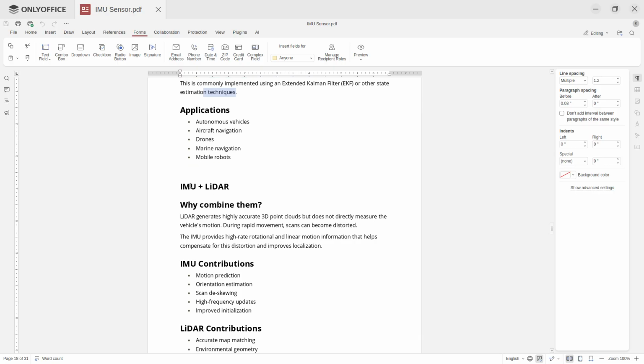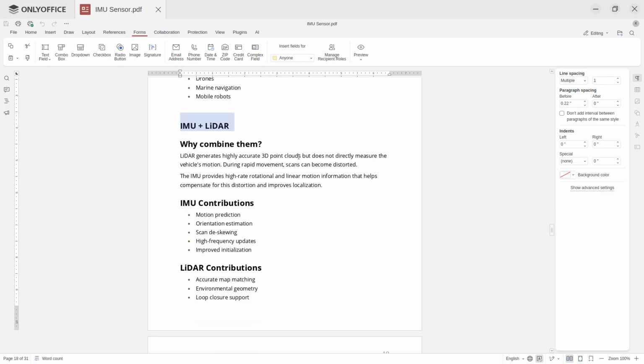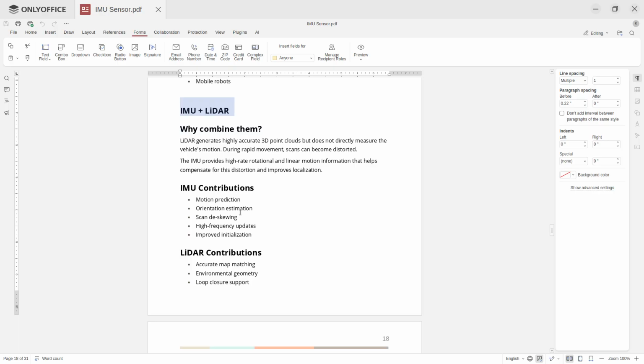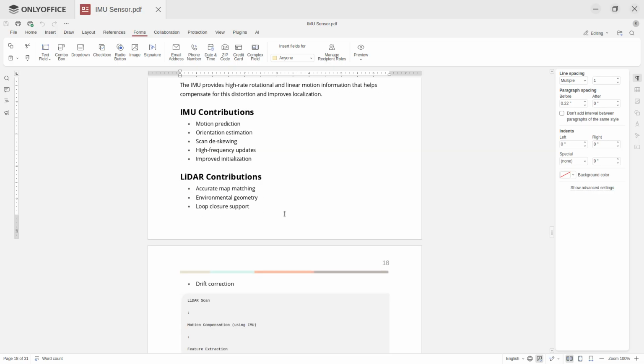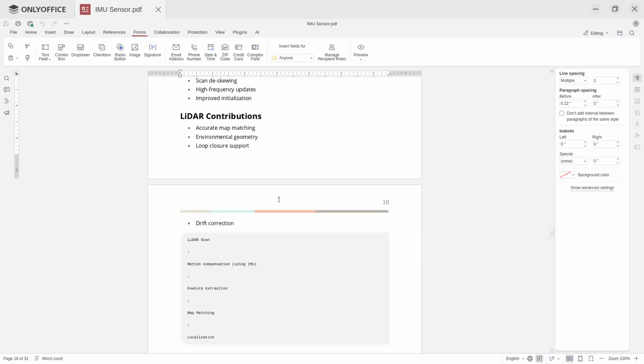Right? Now IMU plus LiDAR, when do we use it? Why combine them? LiDAR generally generates a highly accurate 3D point cloud but does not directly measure the vehicle's motion. During rapid movement, scans become distorted. Right? The IMU provides high-rate rotational and linear motion information that helps compensate for this distortion and improves localization. Now IMU contribution: motion prediction, orientation estimation, scan de-skewing, high frequency updates, improved initialization. LiDAR: accurate map matching, environmental geometry, loop closure support.